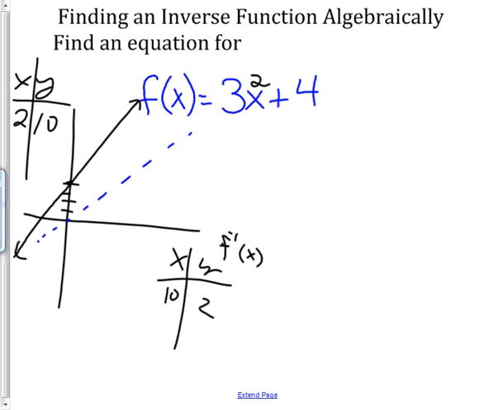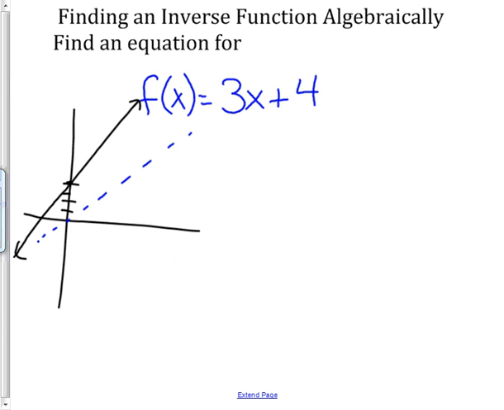So if I was going to do it with a picture, I'd make a list of all my points. Let's make another point. If x is 3, 3 times 3 is 9. 9 plus 4 is 13. So 3 goes with 13. Well, then 13 comma 3 would be on this graph. So that's the way you do it with a picture. But you have to know how to do both.